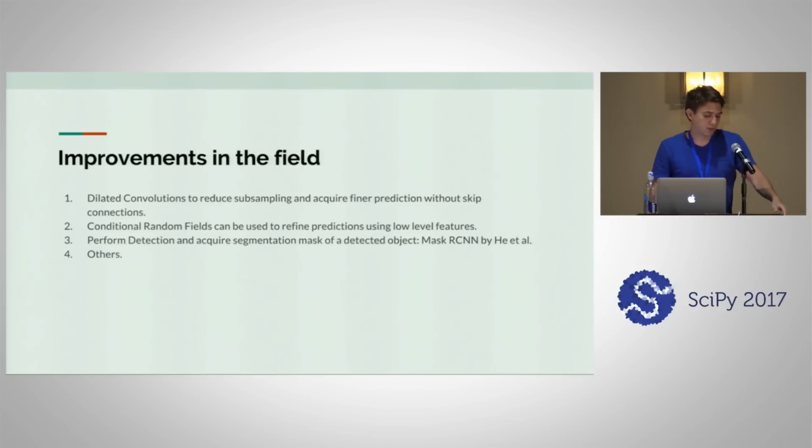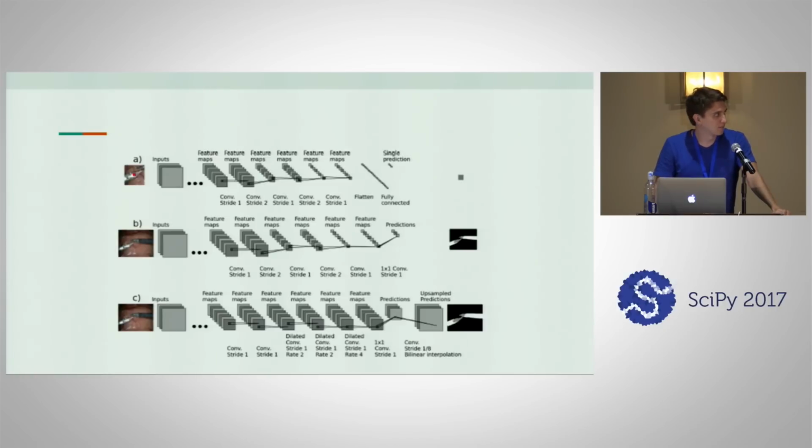And one of the recent works, which will be presented at CVPR next week, is Mask RCNN. The idea of Mask RCNN is that they do detection first and then they regress the mask for the detected object. So they couple two tasks together, object detection and segmentation.